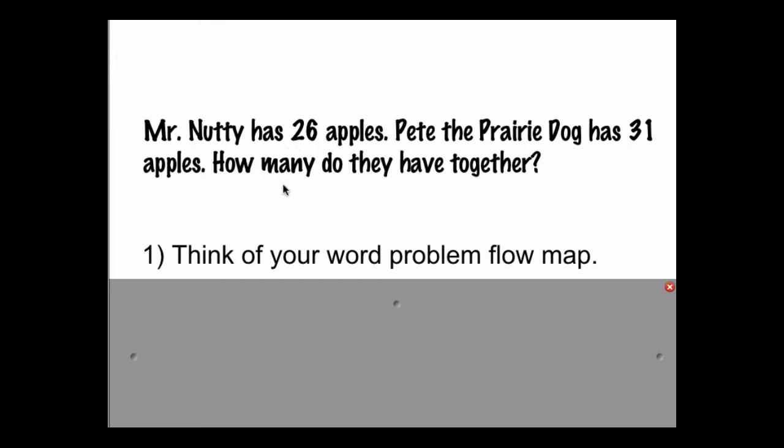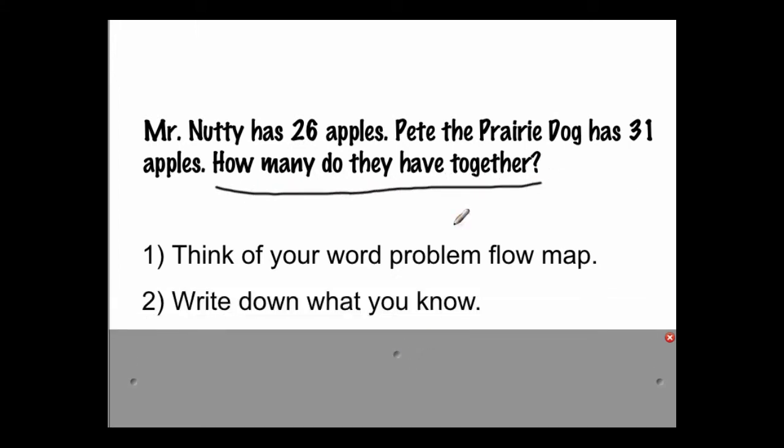So we are trying to find how many apples they have together. That means adding. All right, so we're going to write down what we know. We know that Mr. Nutty has 26 apples. And we know that Pete has 31. And we know that we have to add them together to find how much they have. Okay?